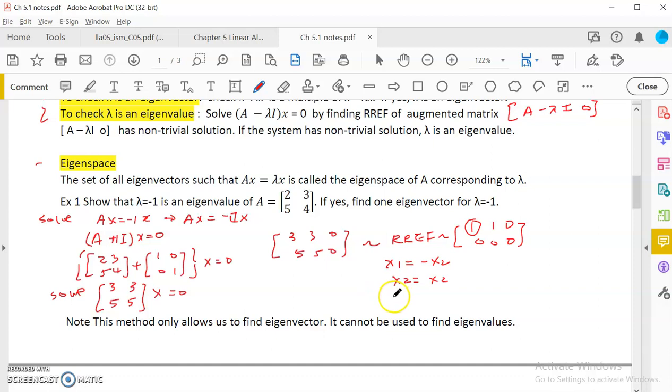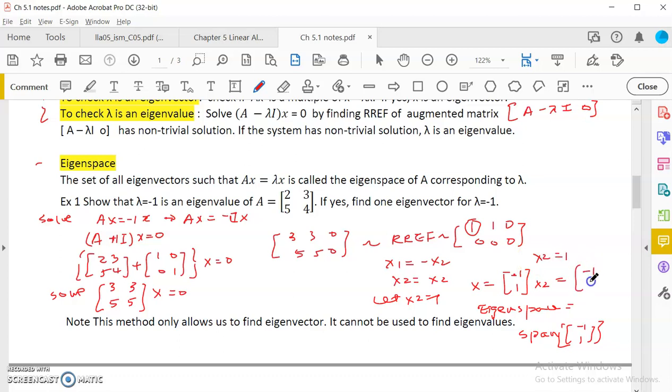So what is one eigenvector? Let x2 equal to 1. So x would equal negative 1, 1. So that is one of them. And this would be the representative for the eigenspace, actually. They didn't ask for it, but the eigenspace is equal to the span of negative 1, 1. Because basically, this is negative 1, 1 times x2, right? So when x2 is equal to 1, that is equal to negative 1, 1.